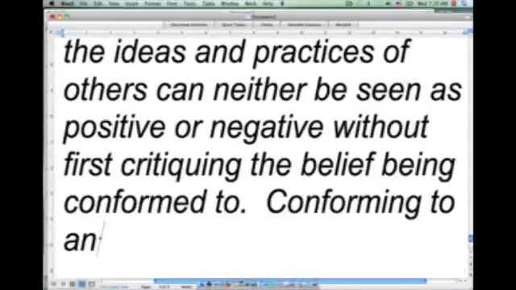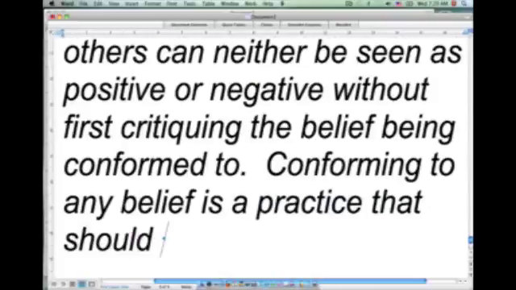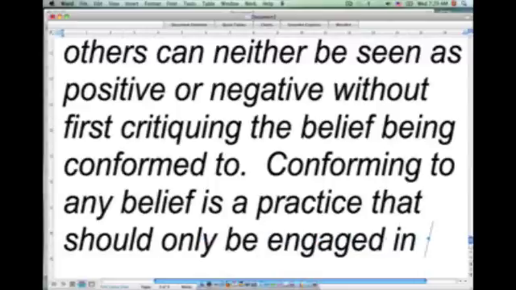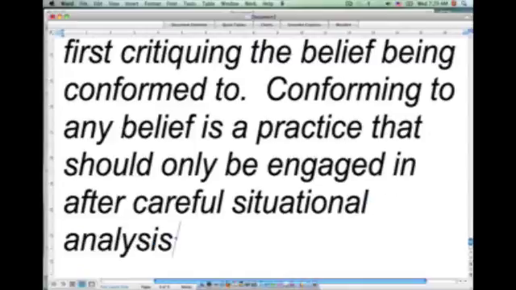Conforming to any belief is a practice that should only be engaged in after careful situational analysis. Conforming to any belief is a practice that should only be engaged in after careful situational analysis. Now, that's an academic way of saying don't conform to something unless you've thought it through first.